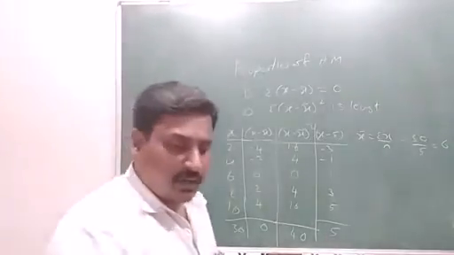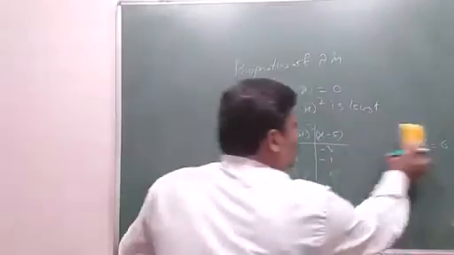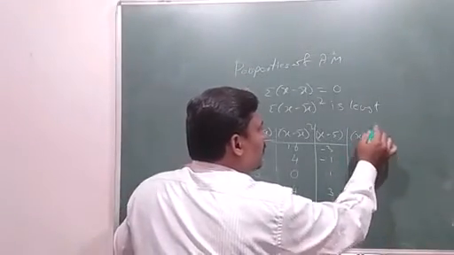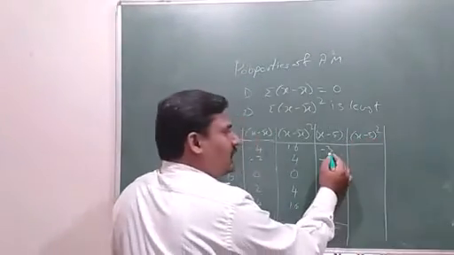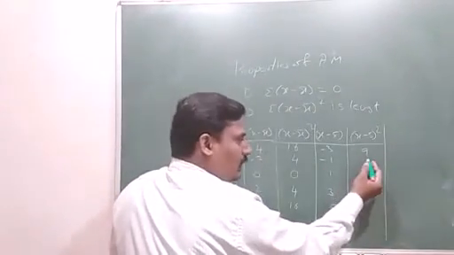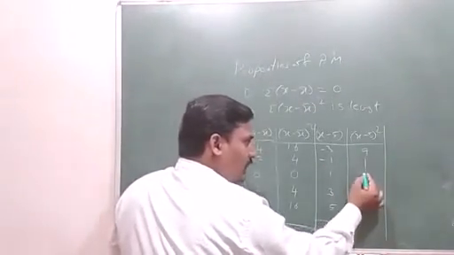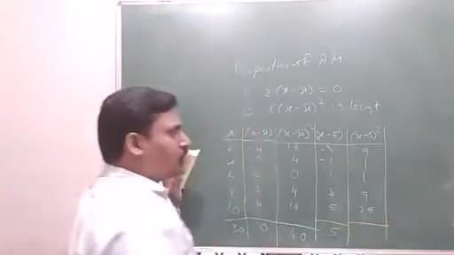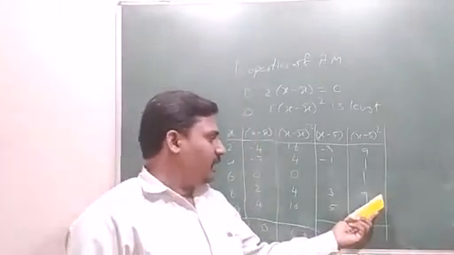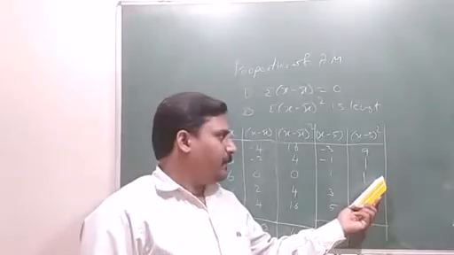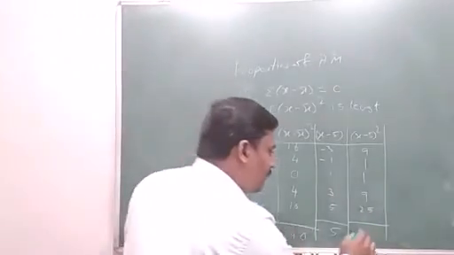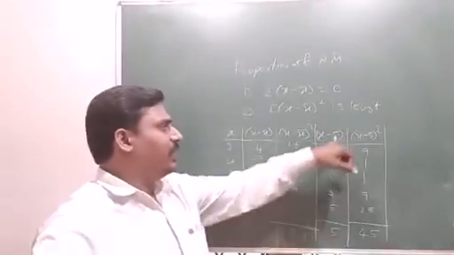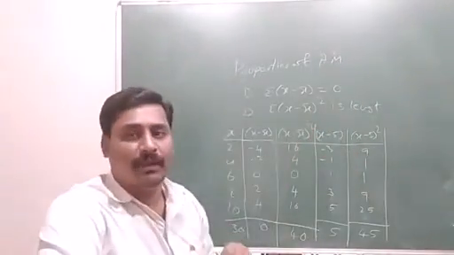Then check for the second property, that is x minus 5 square. Minus 3 square is 9, minus 1 square is 1, 1 square again 1, 3 square is 9, 5 square is 25. So 25 plus 9 is 34, plus 1 is 35, plus 1 is 36, plus 9 is 45. So now we have taken a number less than its arithmetic mean.